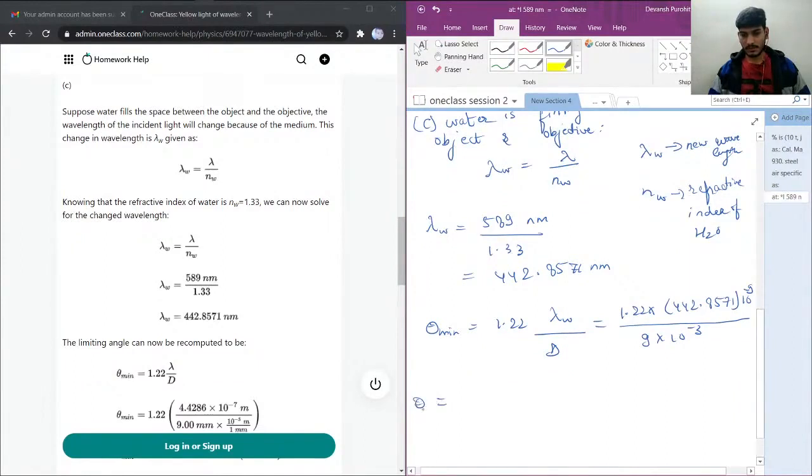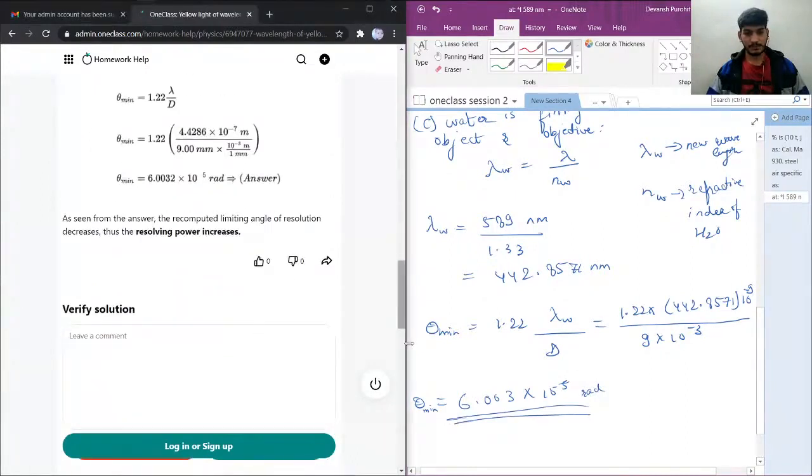So this will be 1.22 times 442.8571 times 10 power negative 9 over 9 times 10 power negative 3. This will be 6.003 times 10 power minus 5 radians.